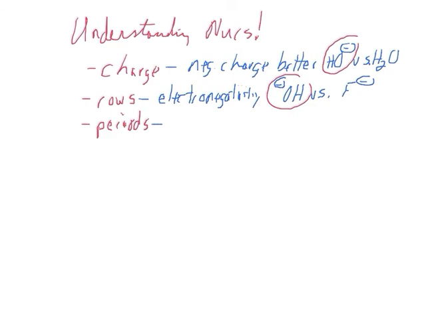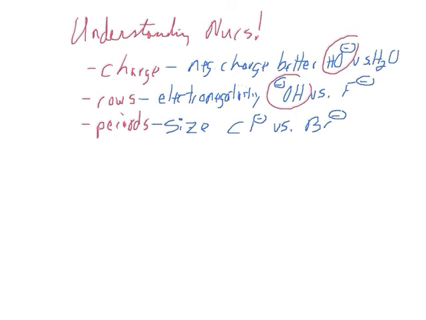Now, periods. As you go down the period, what changes? What's the big principle? Size changes. So as you get bigger, let's compare Cl minus versus Br minus. Which one of these is bigger? Which one do you think is more willing to give up its electrons? Br, just because it's bigger. So this is a tougher one.